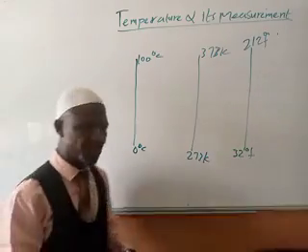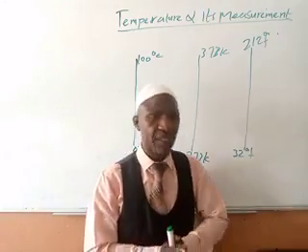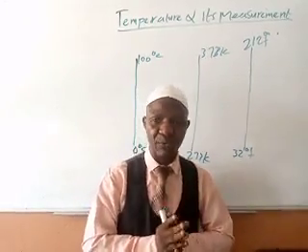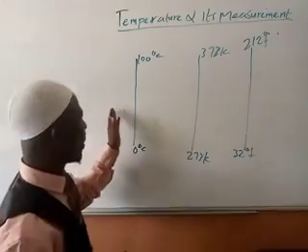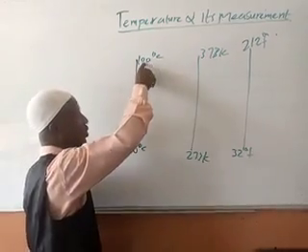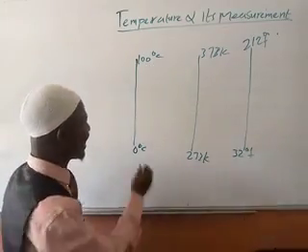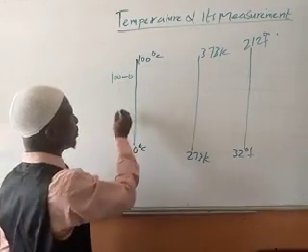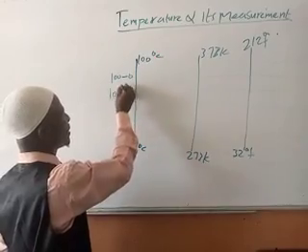When we say fundamental interval, what do we mean? It is the difference between the lower fixed point and the upper fixed point of the thermometer. For this one, the lower fixed point is 0 and the upper fixed point is 100. So its fundamental interval is 100 minus 0, which will give us 100 degrees centigrade.